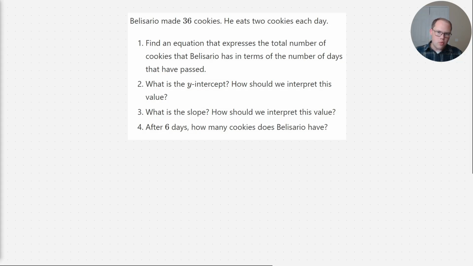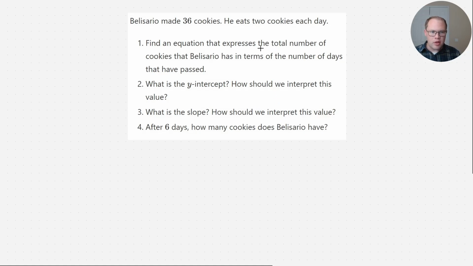Let's take a look at one more example. Belisario made 36 cookies. He eats 2 cookies each day. Now for part 1, we want to find an equation that expresses the total number of cookies that Belisario has in terms of the number of days that have passed. So let's first identify what our variables are and what they mean.